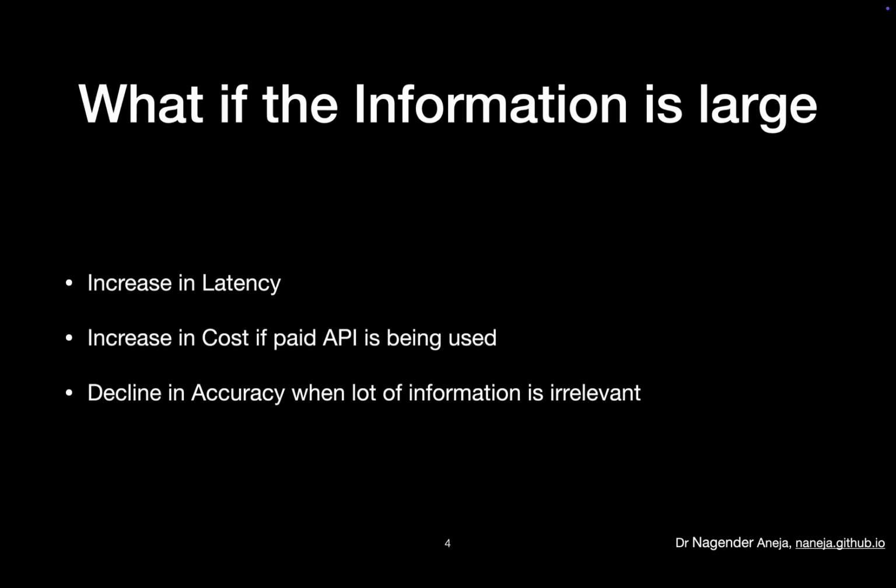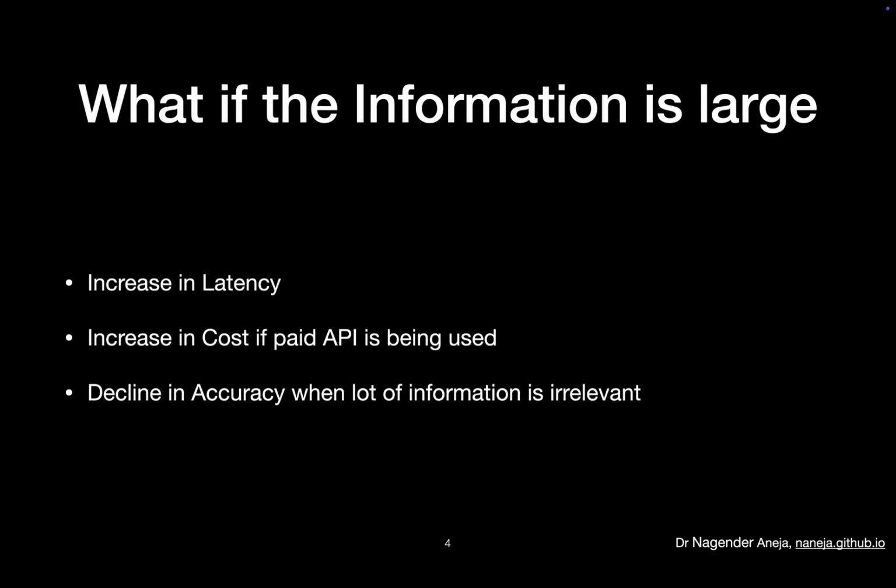Now, what if this information is large? We may have a few books, a number of pages, and we are continuously asking, so every time we need to provide the information. That can increase the latency. And the cost is also increased if you are using a paid API, where you're passing the information and being charged based on the tokens that have been sent. And sometimes there is a limitation also. So that's one thing, that the latency and the cost can be increased.